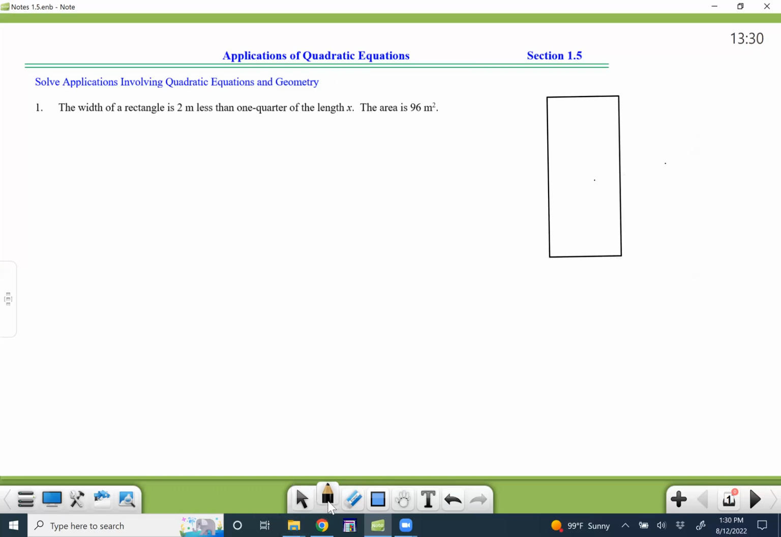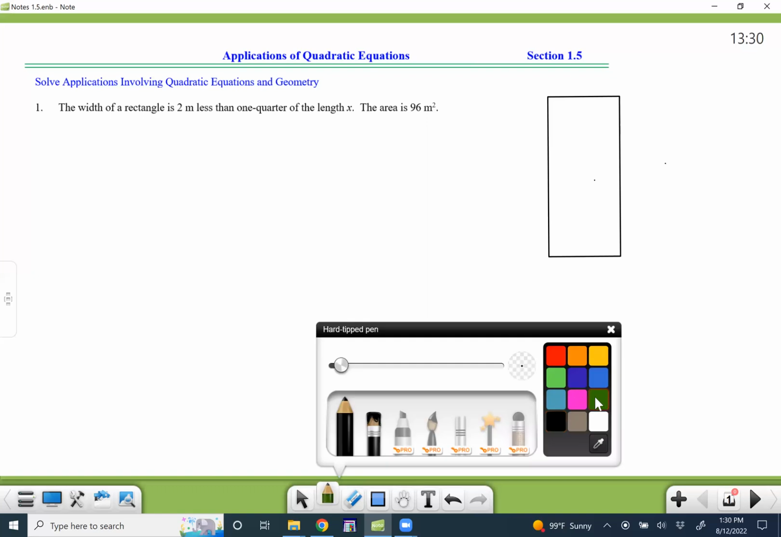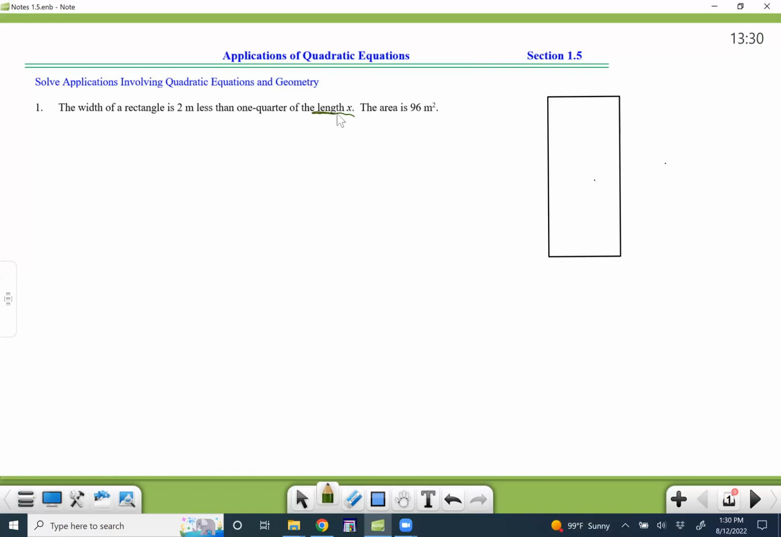Okay. All right. So the width, my OCD is kicking in, you guys. This is not straight. I'm going to have to let it go.